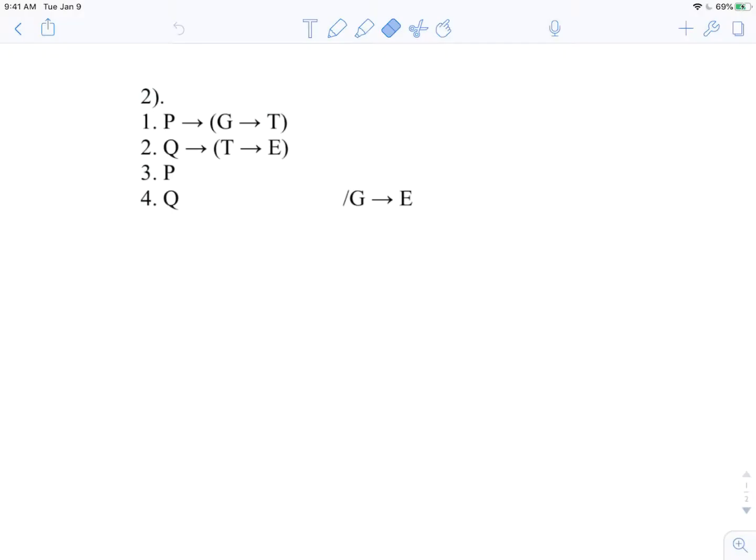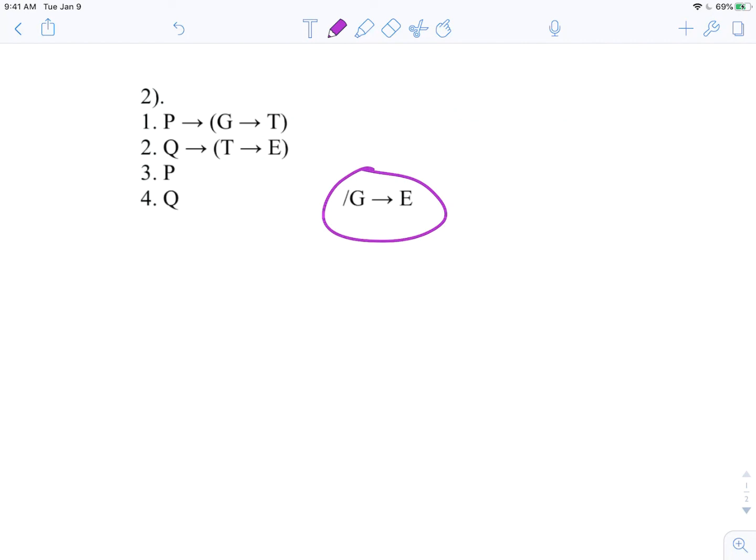Now in this example, we're looking at an argument that has four premises and then the conclusion. The conclusion I usually like to call the challenge bar, so we'll circle that here. And in this case, the challenge is we need to prove if G, then E.